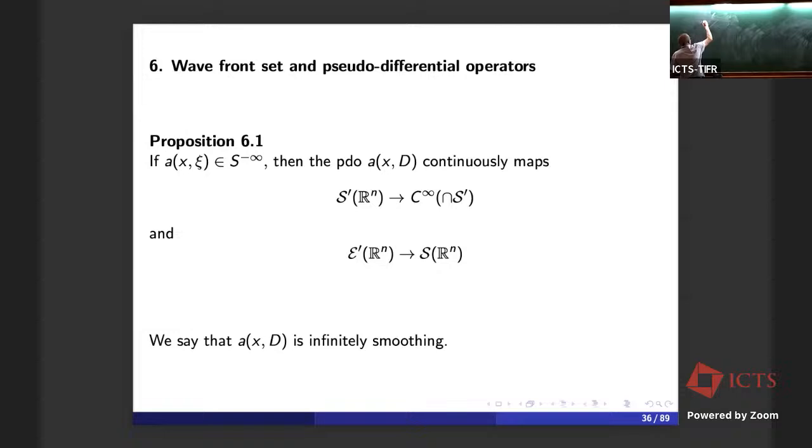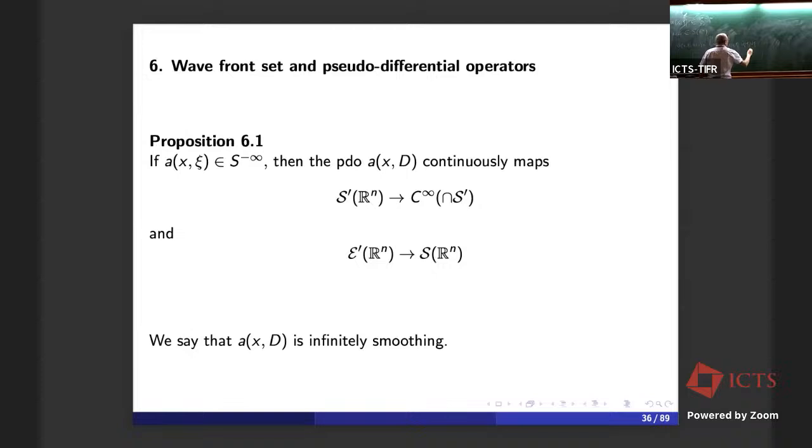So you take A of order minus infinity, you take u(x) in Schwarz space, and you calculate this integral, A(x, ξ) û.